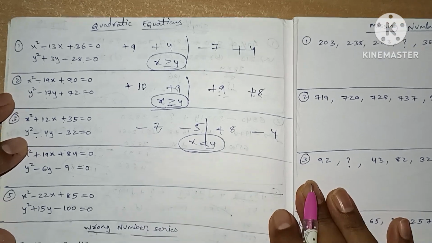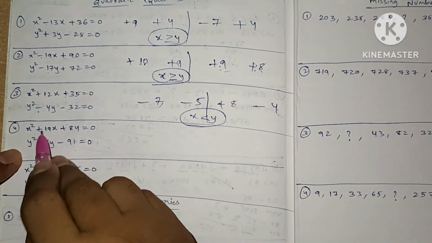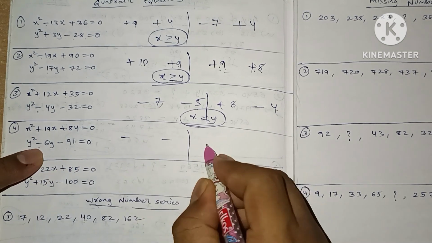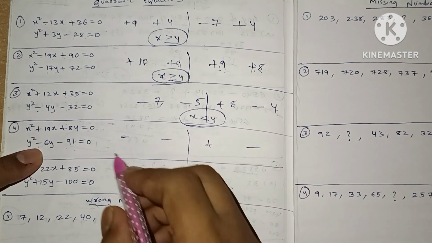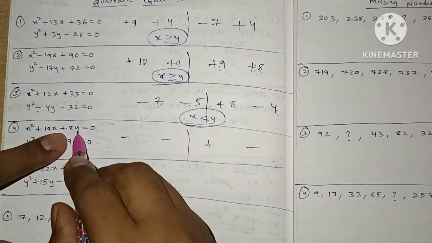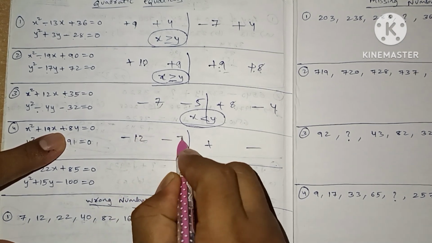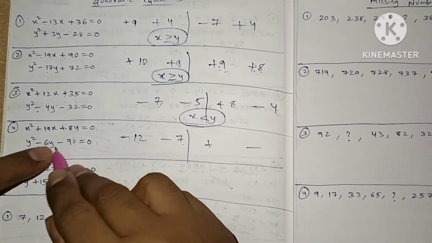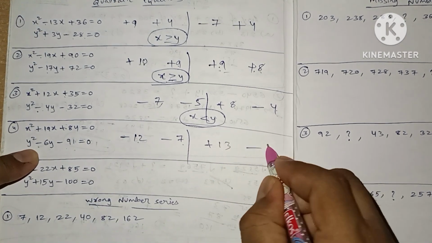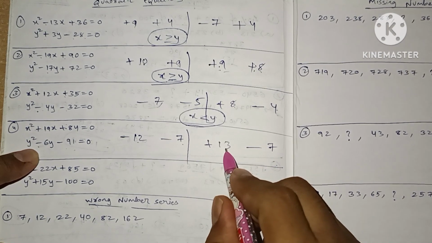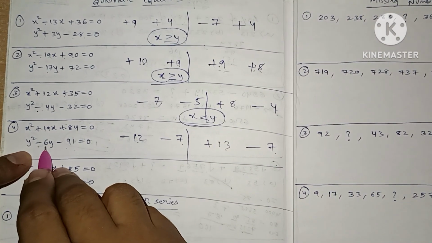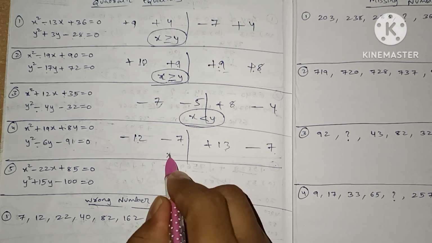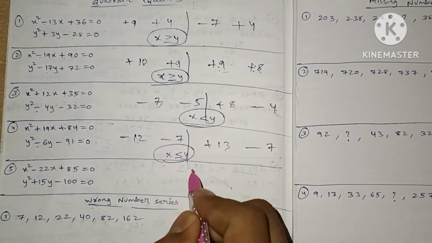Okay, next one. In this case, plus and plus means both the roots are negative. Minus and minus means positive and negative are the root signs. 84. 12 times 7 is 84. Sum of these two numbers 12 and 7 we get 19. 91, and we need to get 6. 13 times 7 is 91, and subtracting these two numbers we get the value of 6. So now by comparing these two, it is clear that x is lesser than or equals to y.